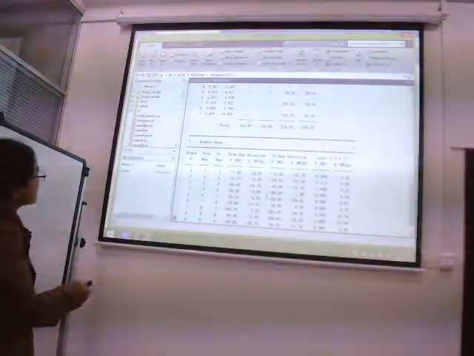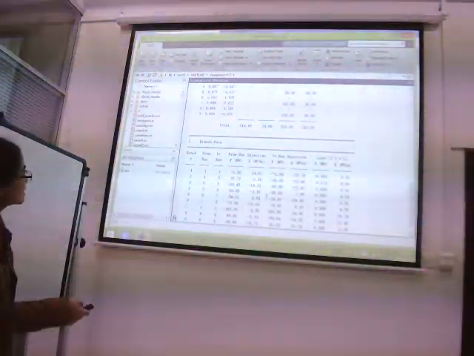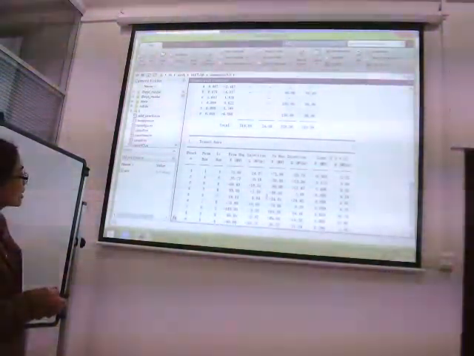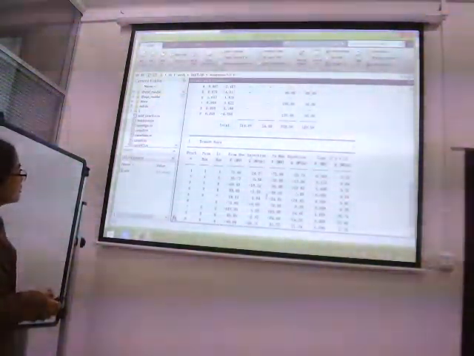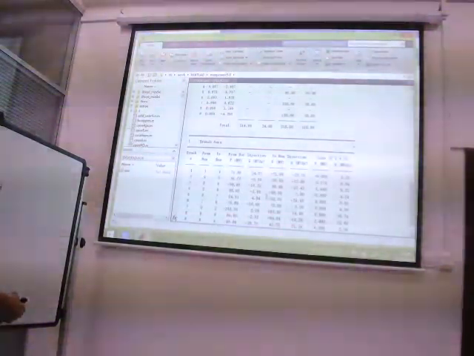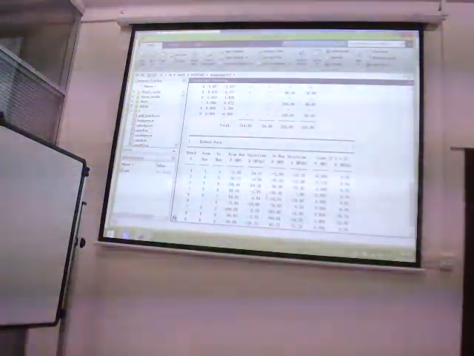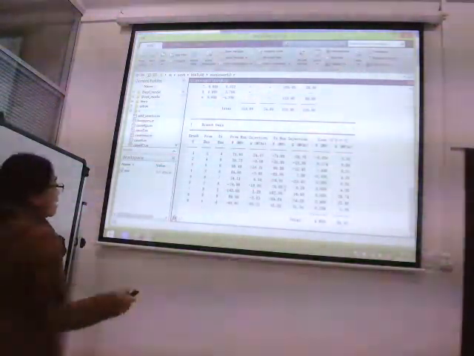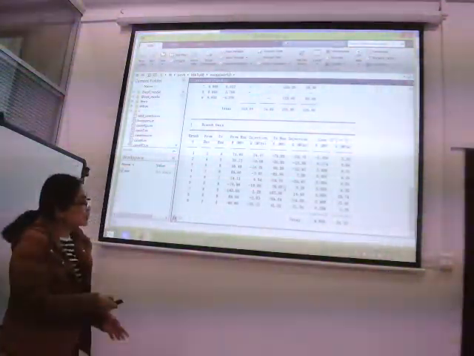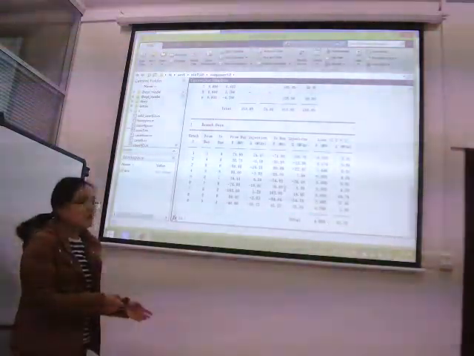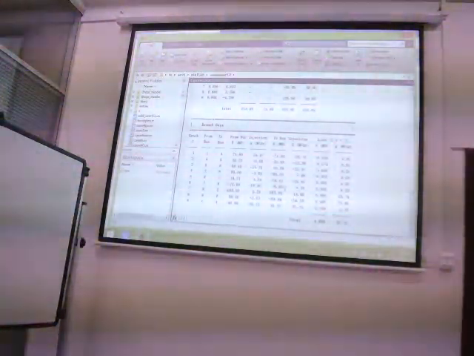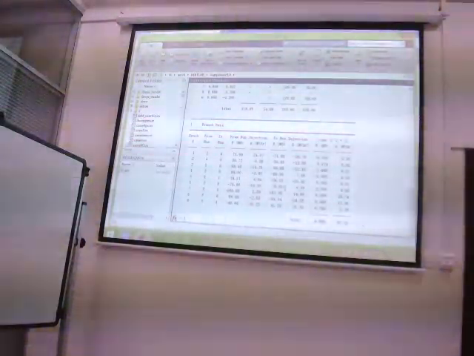Okay, so this is the branch data. You can see the power flow from each branch, from node 1 to node 4, from node 4 to node 5. And then these are the losses, the losses for the whole system. The power losses are 4.955 megawatts. Okay, now we complete task 1. Do you understand it?